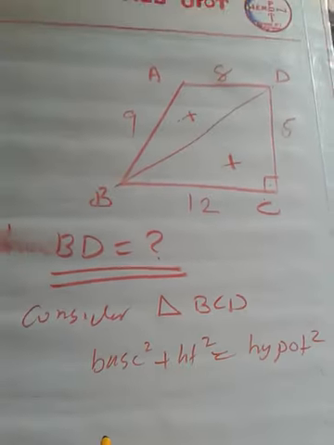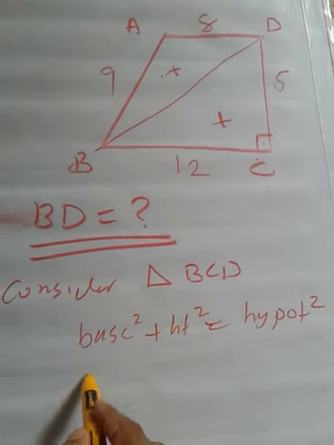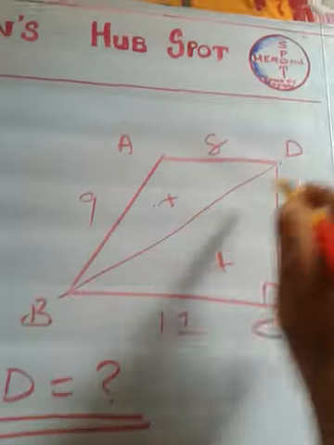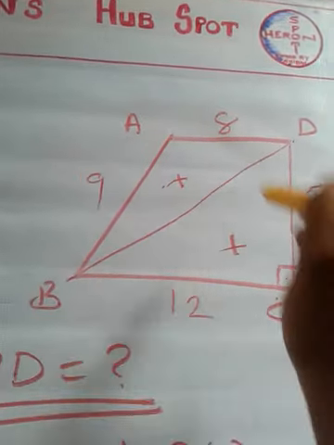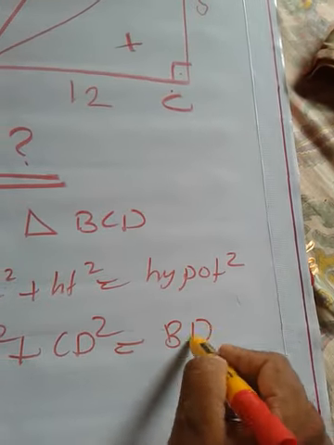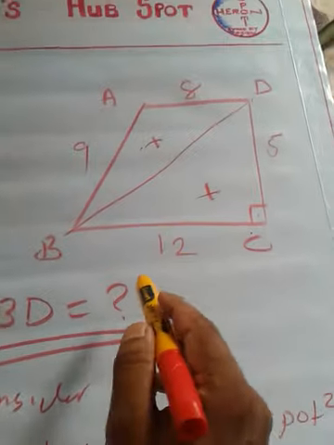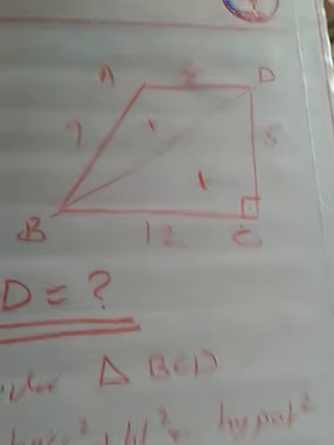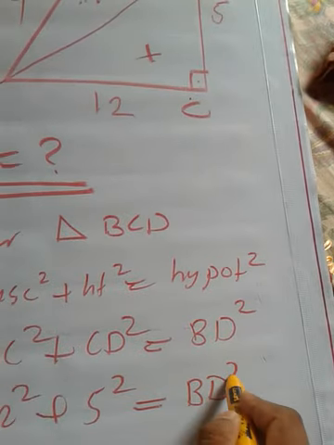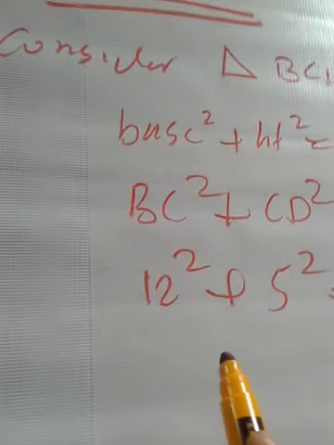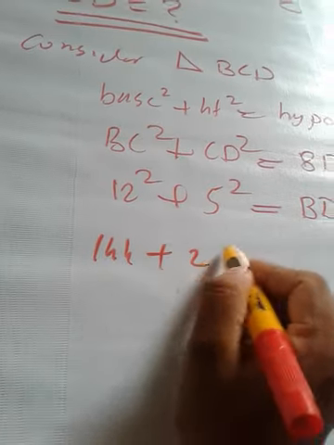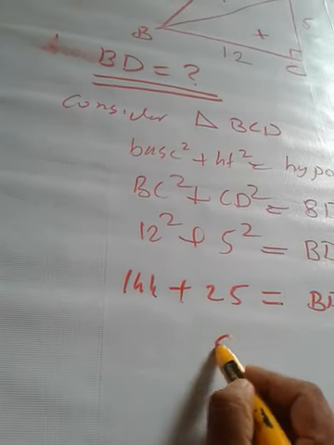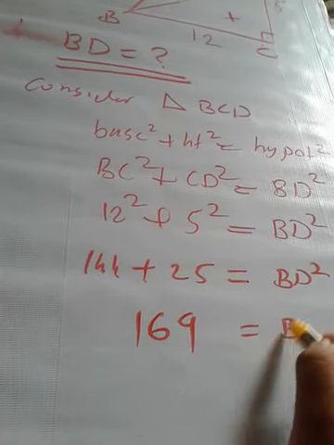Isn't it? What is the base here in triangle BCD? Base is BC. So BC square plus, what is height? CD. CD square is here. What is the hypotenuse? Hypotenuse is BD, because the hypotenuse is always opposite to the 90 degree. So BD square. Apply everything here. BC is 12, so 12 square, plus CD is 5, so 5 square, is equal to BD square. So 12 square is 144, 5 square is 25, equal to BD square, and it is nothing but 169 is equal to BD square.